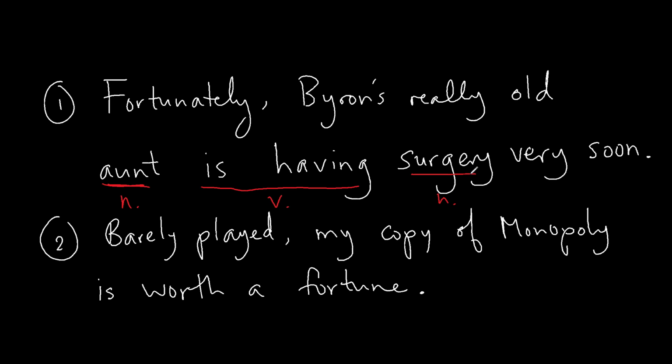And then we have a number of modifiers. So old is an adjective. What kind of aunt? An old aunt. So old describes the noun. Byron's is a tricky one. Normally Byron would be a noun, a proper noun. But in this case, the noun is acting like an adjective. So it too is describing aunt, Byron's aunt.